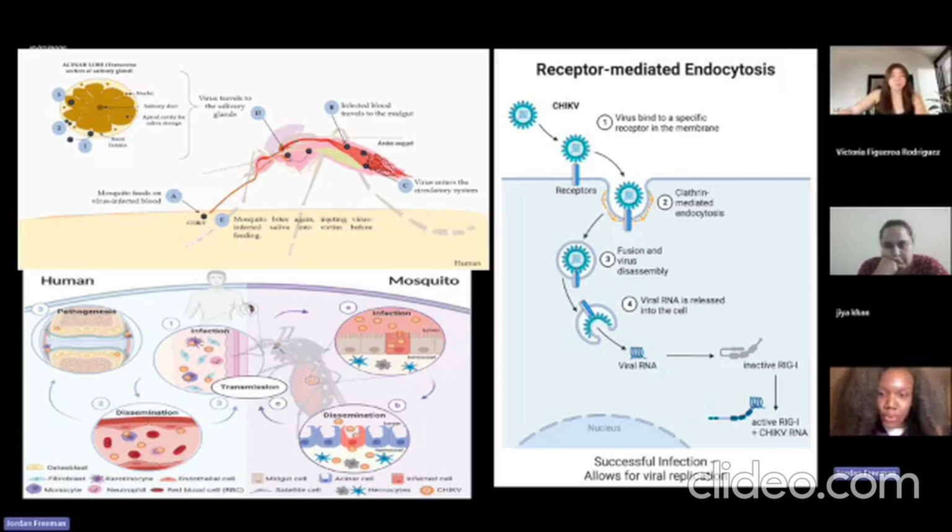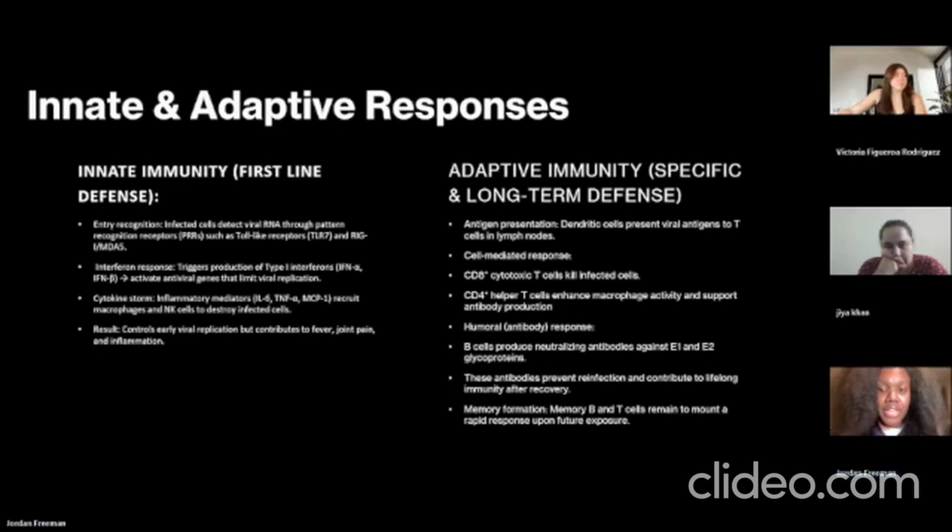Now, the innate immune system is our body's first line of defense. When the virus first enters our cells, special sensors called pattern recognition receptors, also known as PRRs, recognize it. These receptors detect viral RNA and alert the body that something foreign is present.